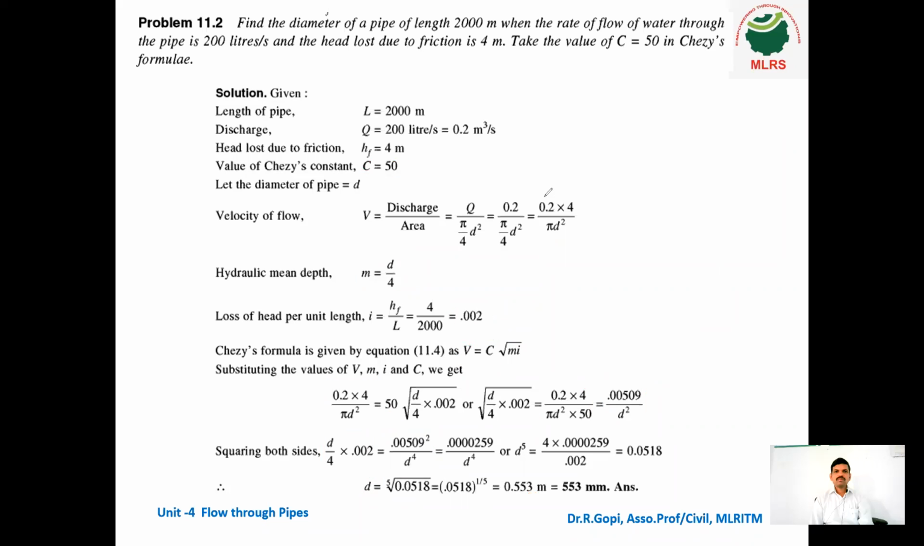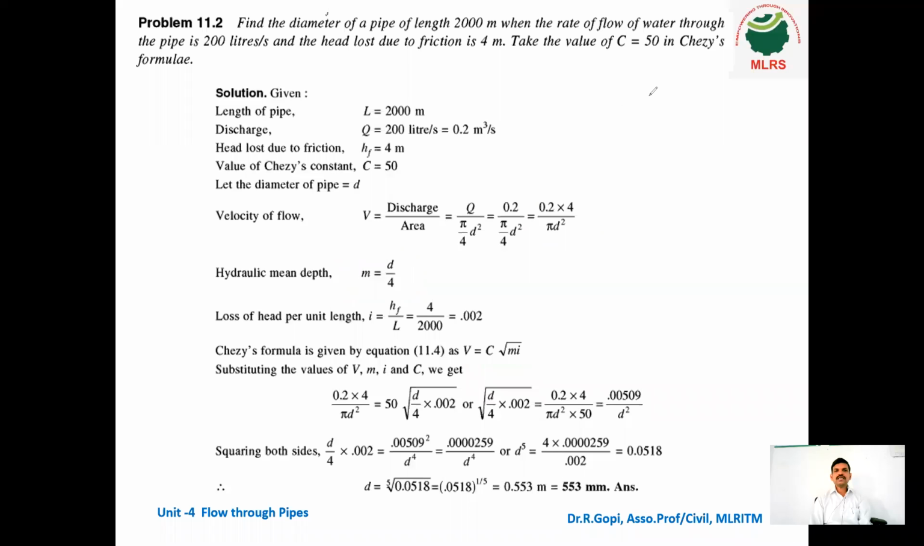So first write the formula and write down the known values. In this formula, D is hidden in the velocity formula and the M formula. So substitute as it is in this Chezy's formula. Finally, you can easily get the diameter of the pipe.